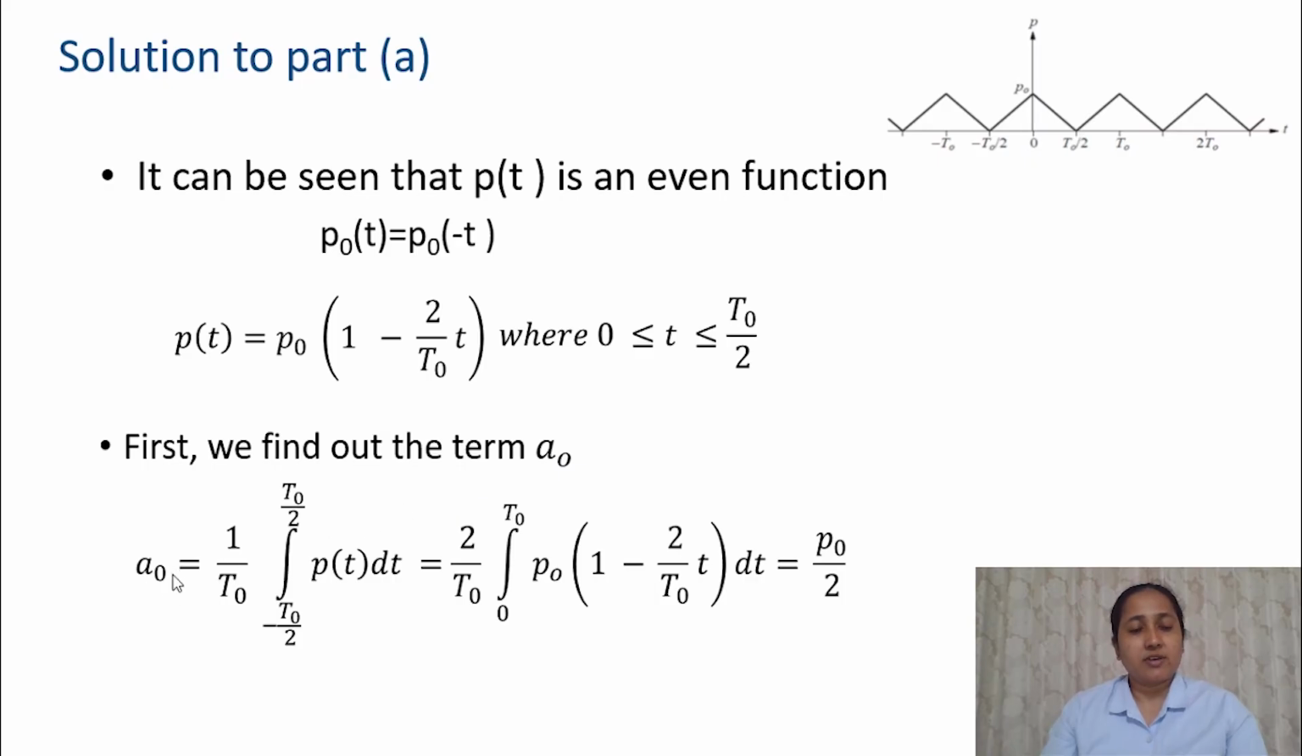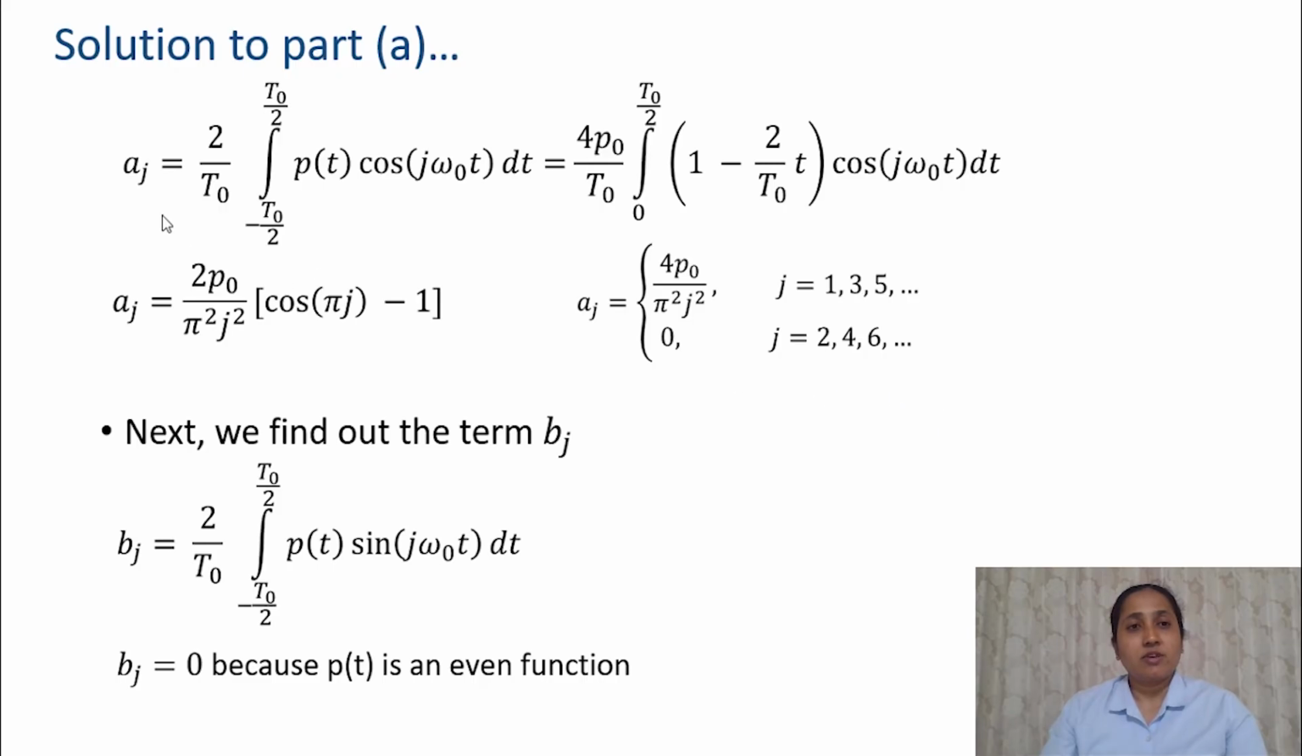So a naught is defined as 1 by t naught integral minus t naught by 2 to plus t naught by 2 pt dt. So we can substitute the value of pt here and carry out this integral, and we would get p naught by 2. So a naught, or the constant term in the Fourier series, is p naught by 2.